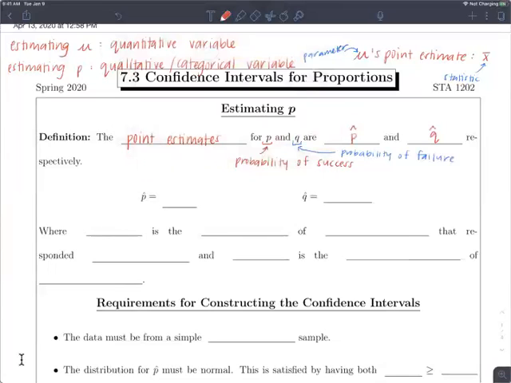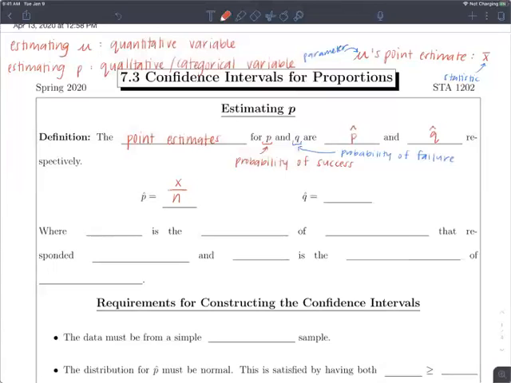And remember, I had gone over this quite a few times before the coronavirus hit and we had to go online and you had to watch me lecture from my house. But remember, P hat is equal to X over N. So you all remember me doing this on the whiteboard back when we could see people in person.